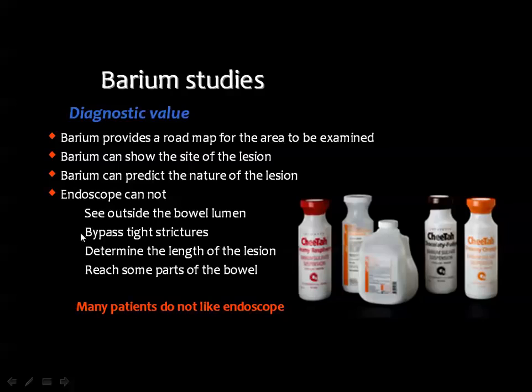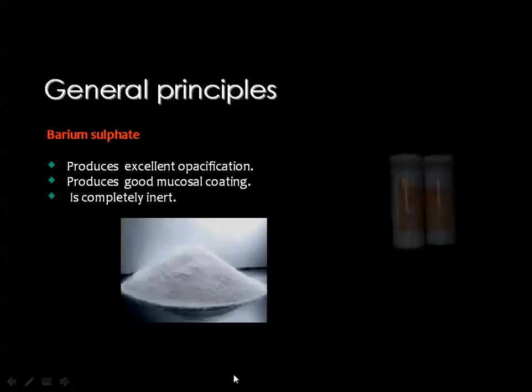Then the endoscope cannot bypass a tight stricture, but barium, being a fluid, can pass these strictures. Then barium can determine the length of the lesion, and it can reach some parts of the bowel where the endoscope cannot reach. And finally, many patients do not like the endoscope but may accept the examination with barium.